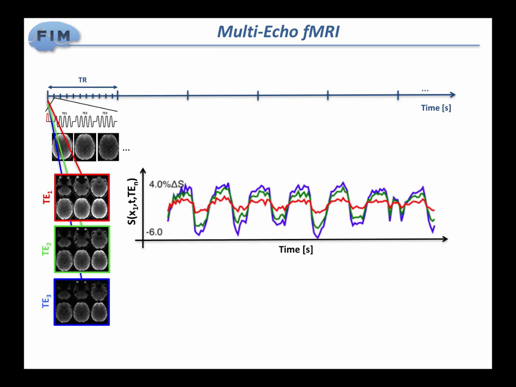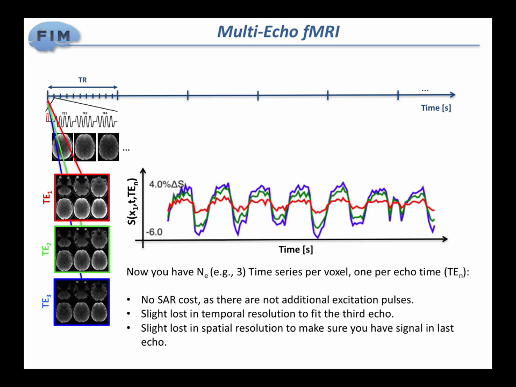Usually 3, but nobody says that you cannot acquire 4 or 5 echoes depending on your experiment. We do this at no SAR cost because there are no more excitations, and at a slight loss in temporal resolution, because to fit that third echo... Usually you're acquiring your data around this echo, so getting the first one comes for free, because basically the scanner was just waiting to get to this point and acquire this data. Anything you acquire after that comes at a little cost in terms of temporal resolution, but nowadays with multiband, it really is not going to change the TR that you have for your experiment. And that's one of the reasons why maybe multi-echo is starting to catch on more.